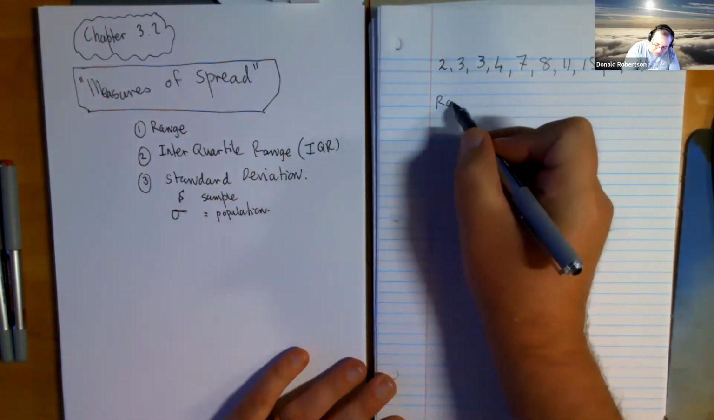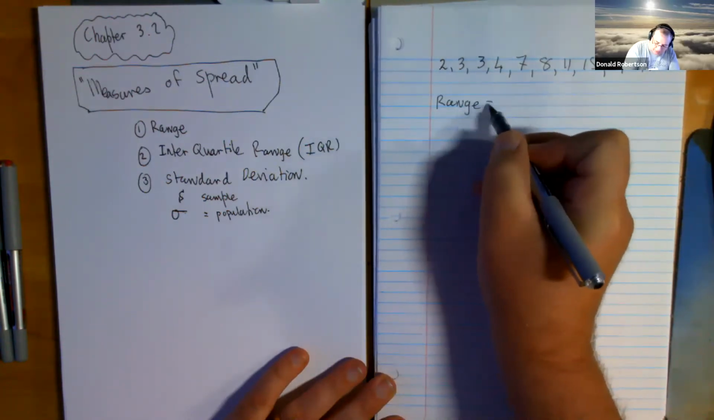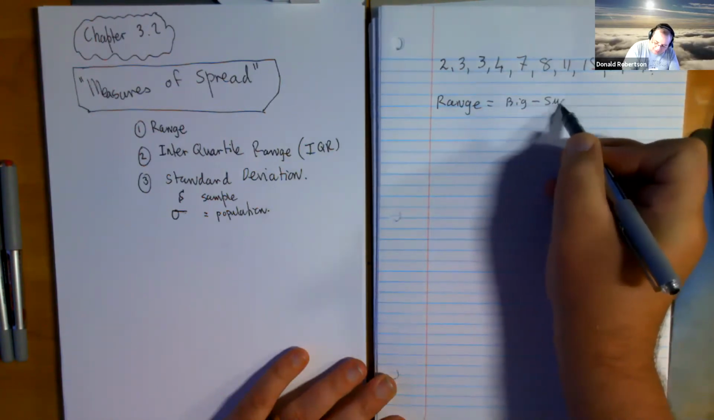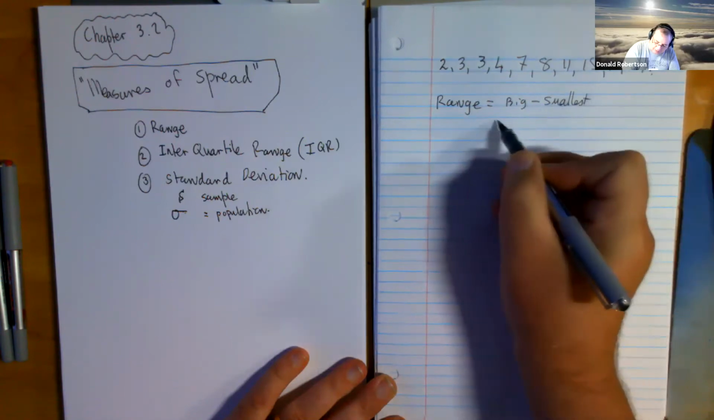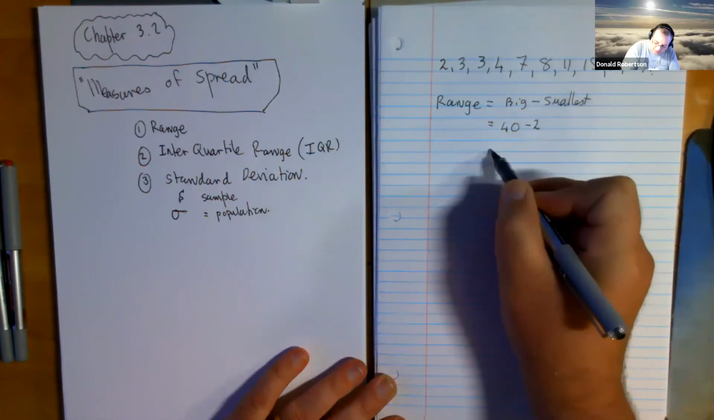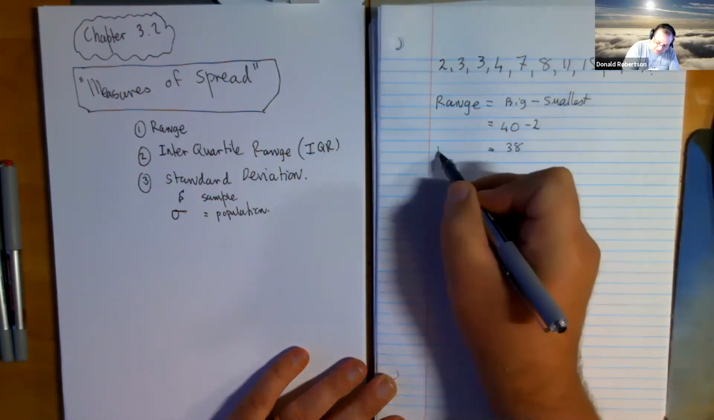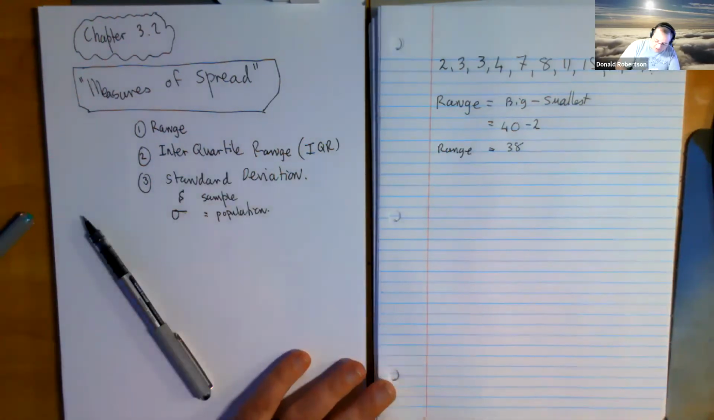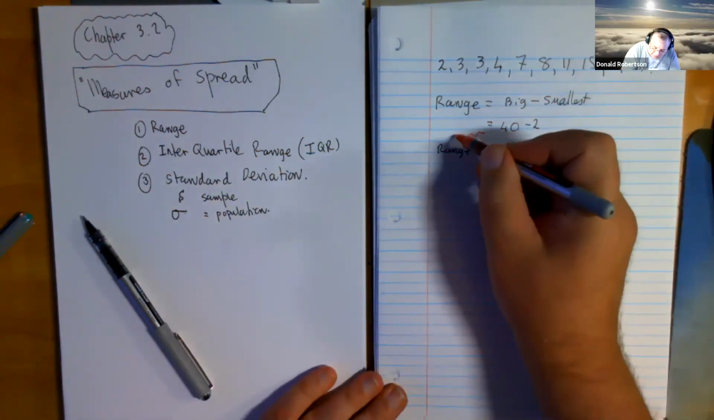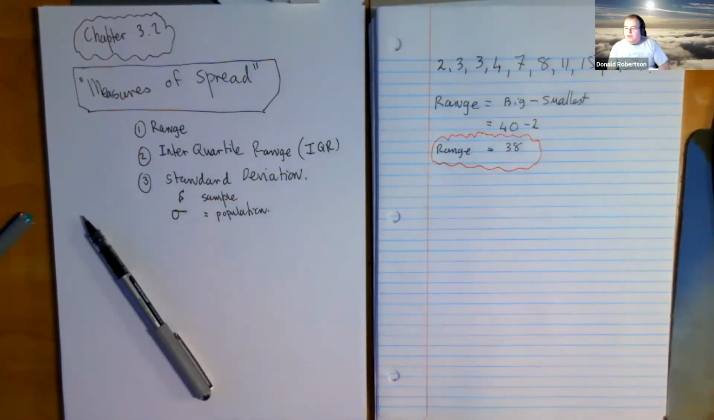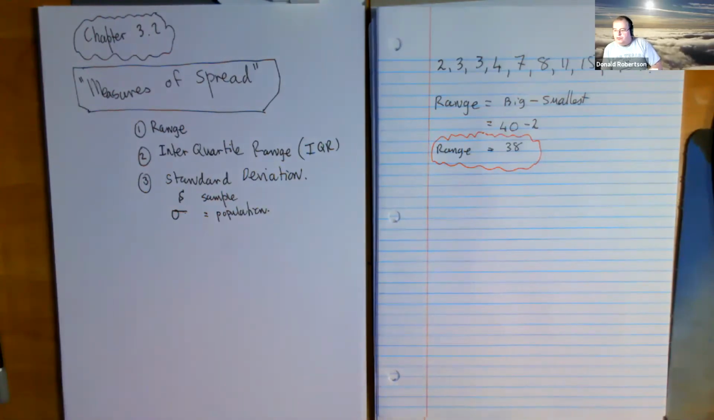If you want to calculate the range, you just take the biggest number and you subtract the smallest. In this case, you're going to go 40, take away 2, and the range is 38. The range has one very big advantage over the other two methods. It's very easy to calculate. You just need to know one number, who's the biggest, one number, who's the smallest, and you're good to go.